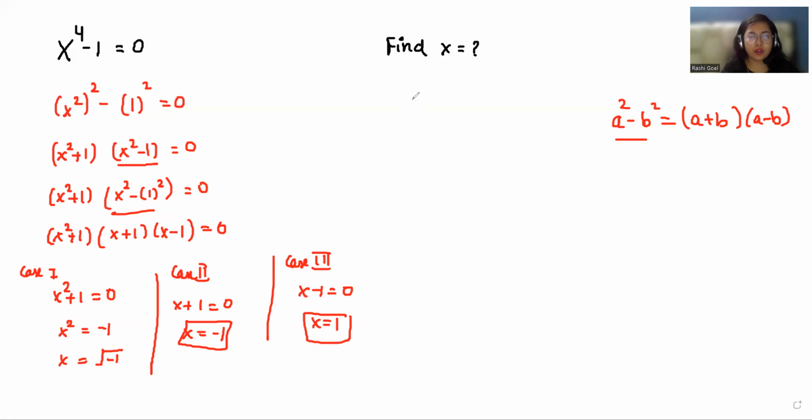So we have three values of x, that is under root minus 1, we can call it iota also, and minus 1 or 1. I hope it's clear and easy to solve.